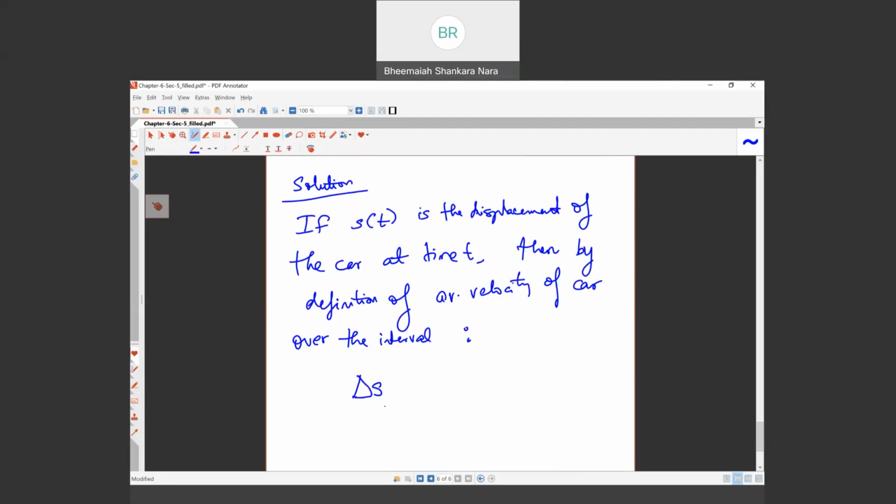Delta s is the displacement. Distance divided by the time is the velocity. So you write it as increment in the displacement, which is delta s, over increment in the time delta t, equals the value of the function as the displacement at time t2 minus displacement at time t1. Now you subtract the time values, t2 minus t1.